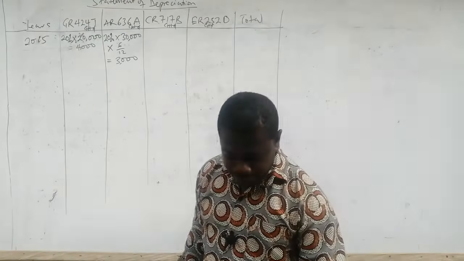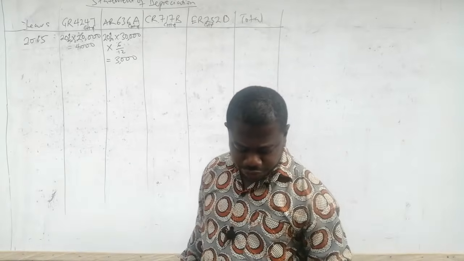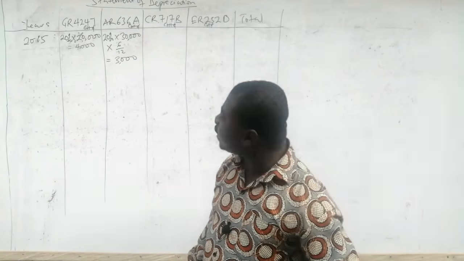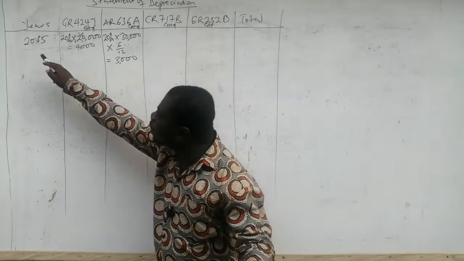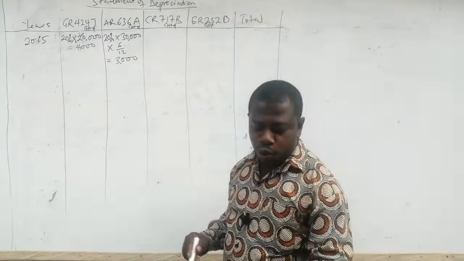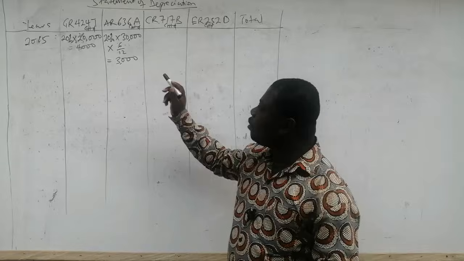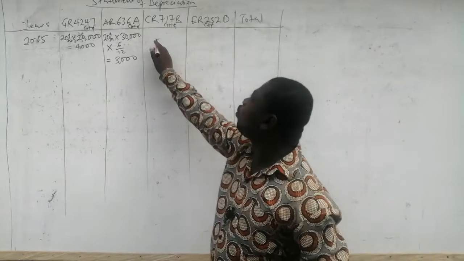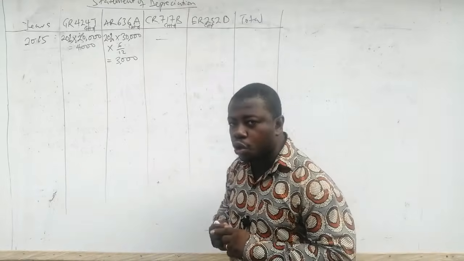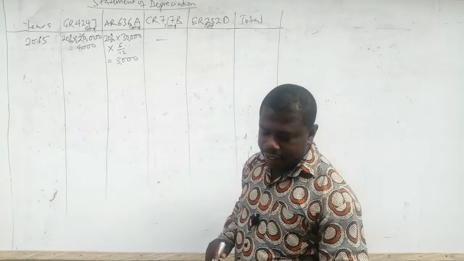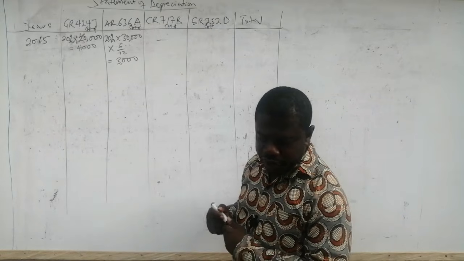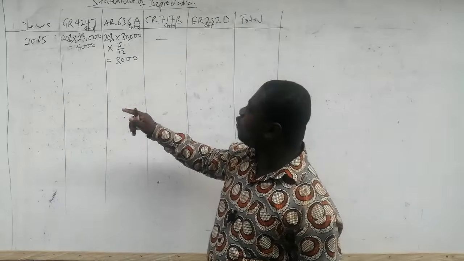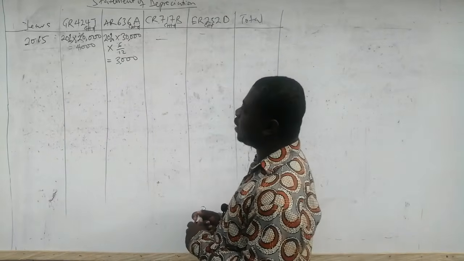Then we move to the next asset. The next asset is CR717B. The motor vehicle was bought on 1st January 2017. Remember, we are working out depreciation for 2015. This asset was bought in 2017. How can you depreciate an asset in 2015 that did not exist? So it means that in 2015, we are not going to get any depreciation charge for this asset because it was not in existence. And then the next asset, ER, was also bought in 2017, and so it didn't exist as at 2015.